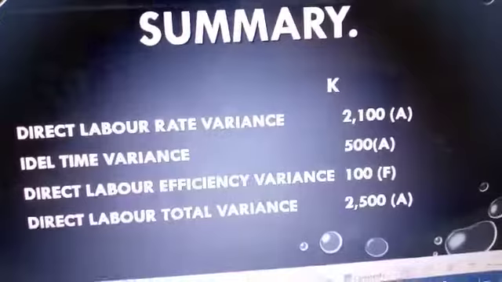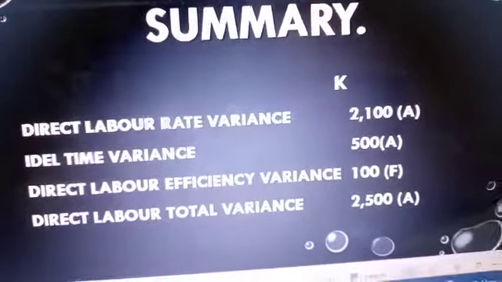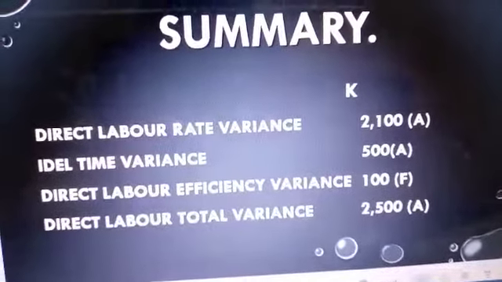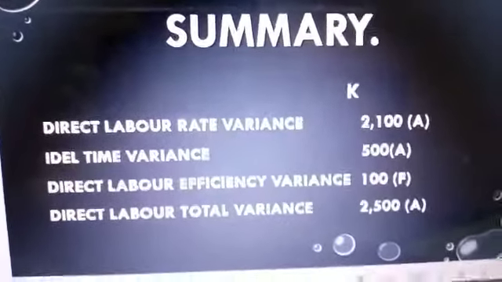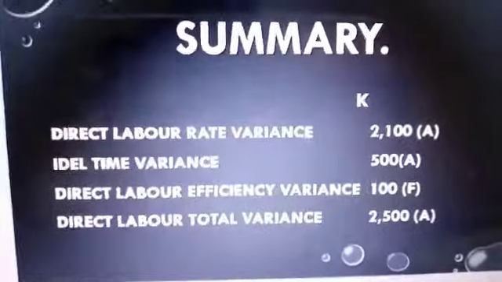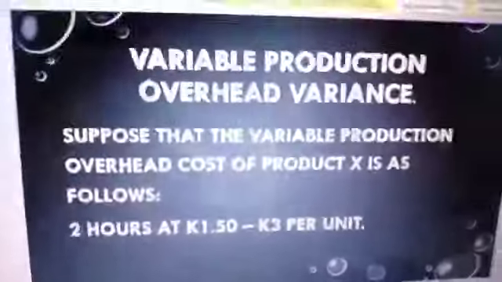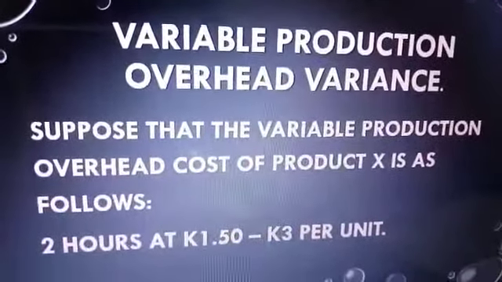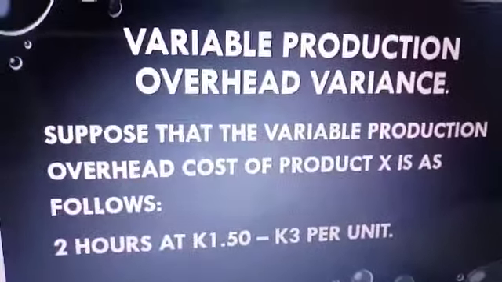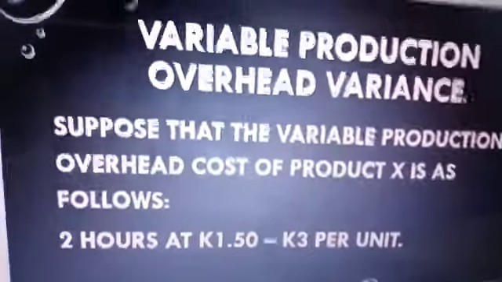Where you look at the variances, you have direct labor, which is adverse, idle adverse, direct labor efficiency favorable, and the direct there. So this one is just a summary or just added advantage. It is very similar when you are dealing with variable production overhead variances. The language, the analogy is just similar.